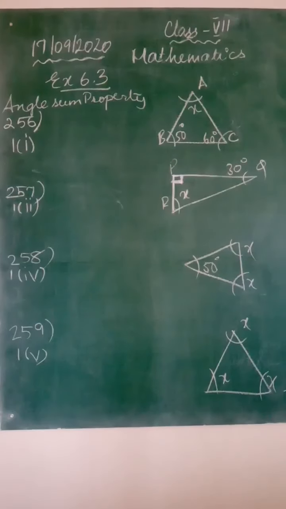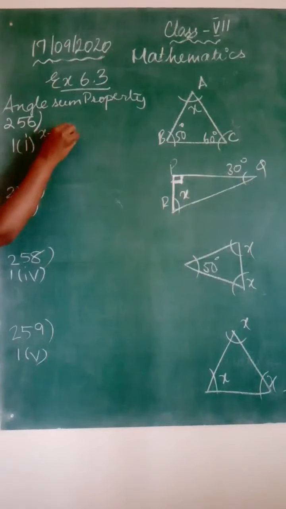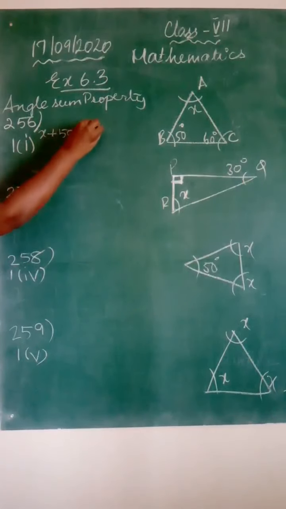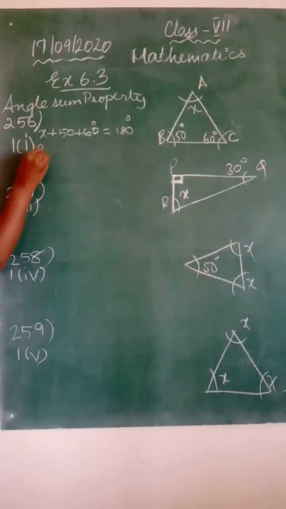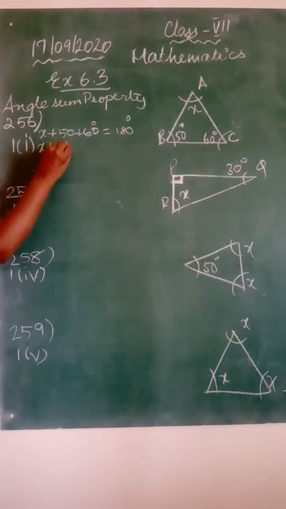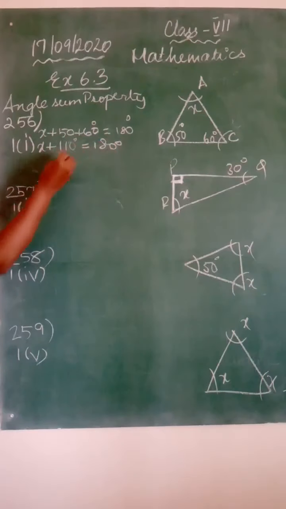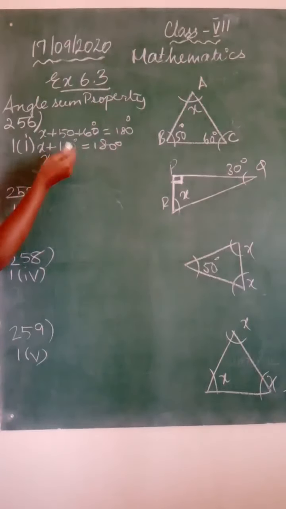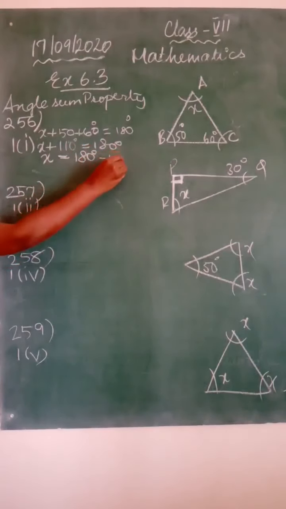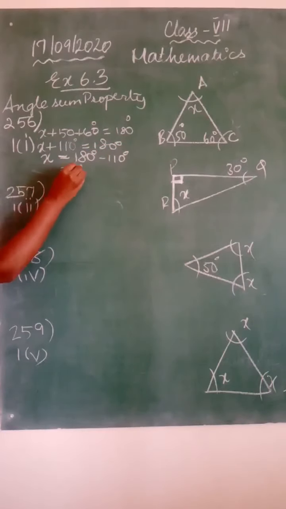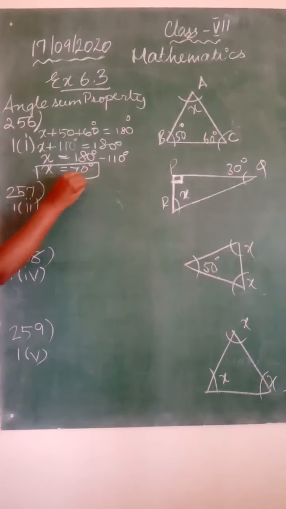So here x plus 50 plus 60 equal to 180 degrees. That is x plus 50 plus 60 is how much? 110. That is equal to 180 degrees. We need x only, right? So we can keep x and take 110 to the other side. That is 180 degrees minus 110 degrees, and that is nothing but 70 degrees. So the value of x is 70.